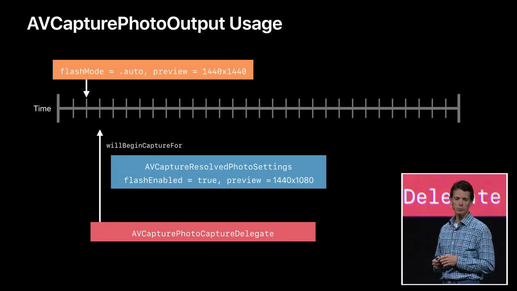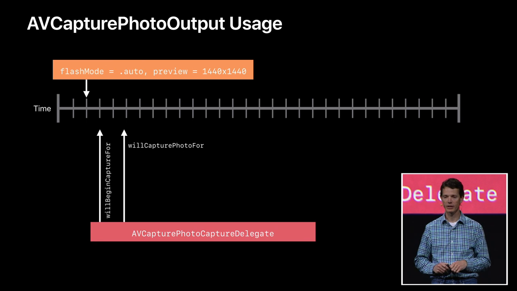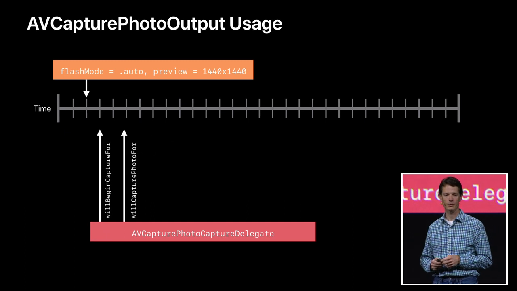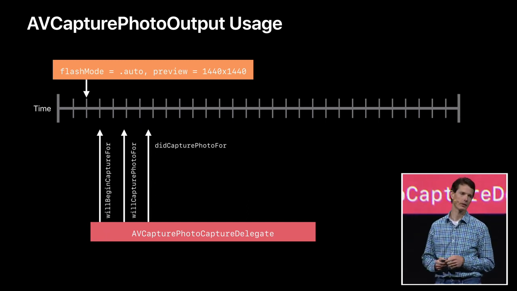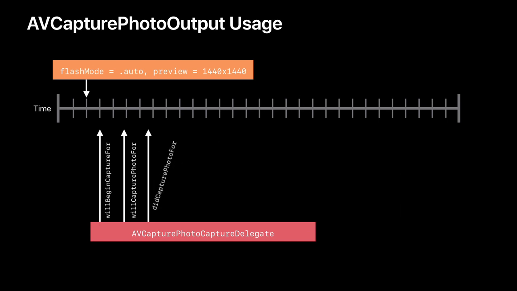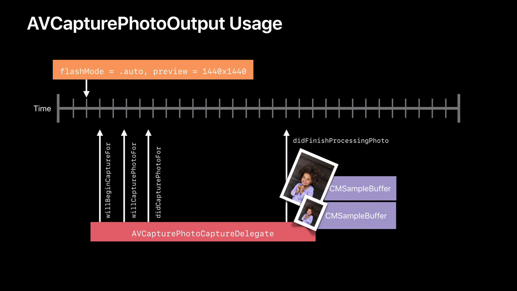Finally, after we get the will begin capture for, our second callback that we receive is will capture photo for resolved settings. This is delivered coincident with the shutter sound being played. And then shortly thereafter comes did capture photo for resolved settings, just after the image has been fully exposed and read out. Then some time typically passes while the image or images are processed, applying all the features that you asked for. When the photo is ready, you receive the did finish processing photo sample buffer callback, and the image or images are delivered to you. Here I got the main image and the preview image. They're delivered together in the same callback.